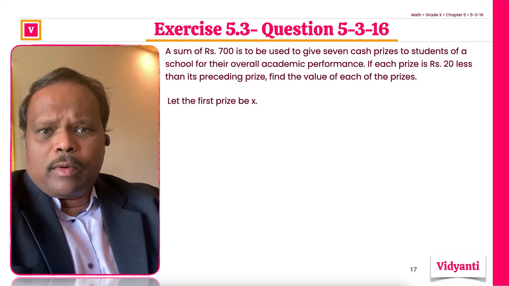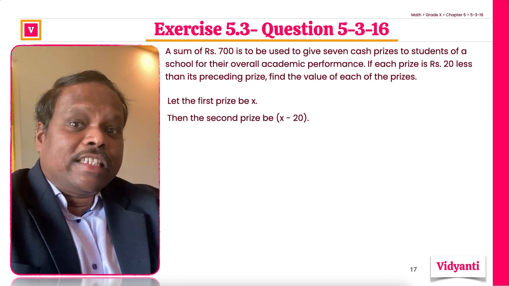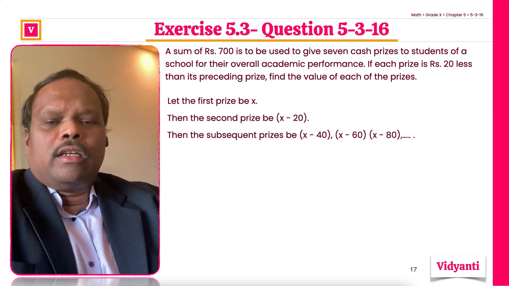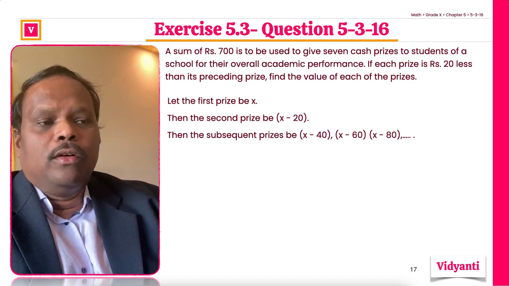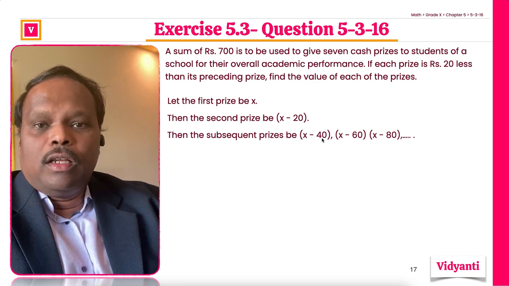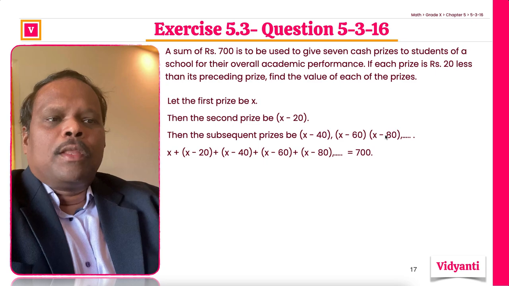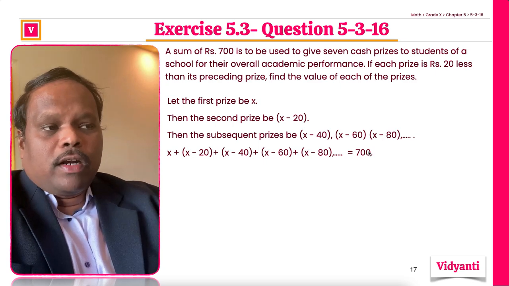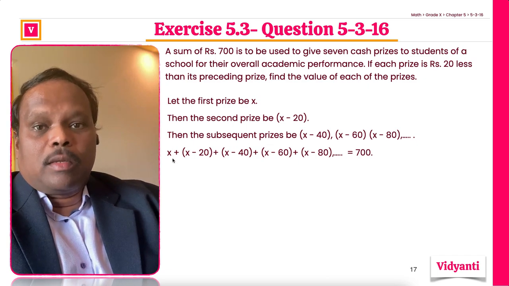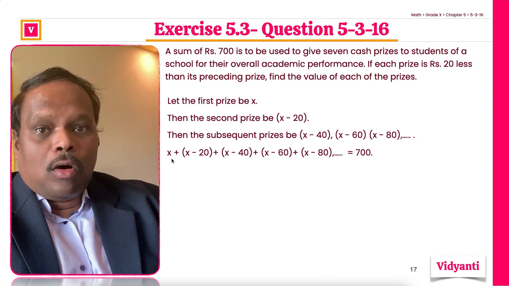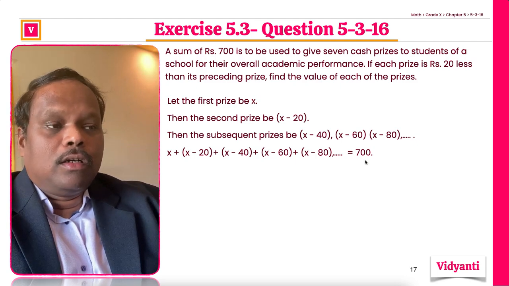So let the first prize be x, the strongest one, and the second prize will be 20 less than that, so x minus 20, and the subsequent prizes will be 20 further lesser than the previous value. So that would be x minus 40, x minus 60, x minus 80, and altogether there will be 7 prizes. Remember, the school has only 700 rupees for this particular competition. So the addition of the total of all these 7 prizes must be equal to 700 rupees.